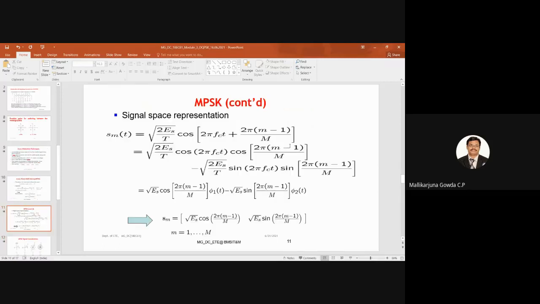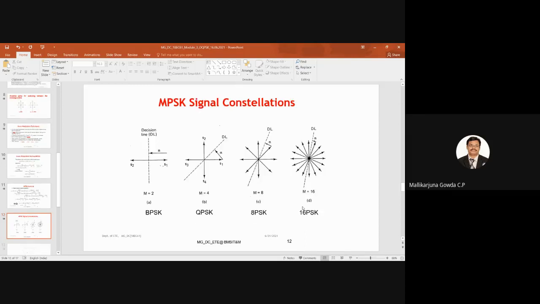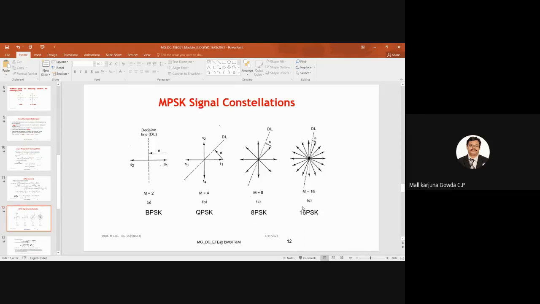So how do we draw the signal constellation diagram? In the same way, it is cos of A plus B. Just expand it, which is cos A cos B minus sin A sin B. In that way we can express the modulated signal in terms of basis functions. That is what is expressed here: root E cos of this into phi 1 of t minus root E sin of this into phi 2 of t.